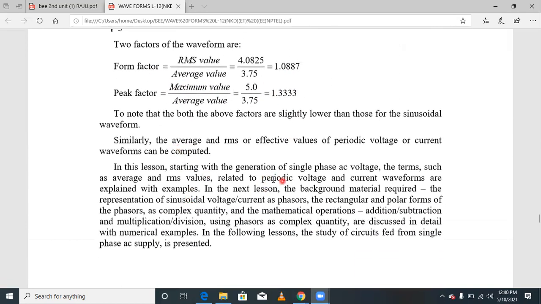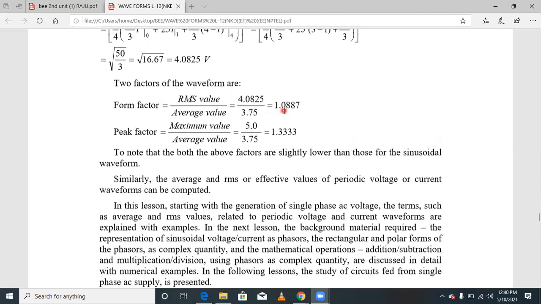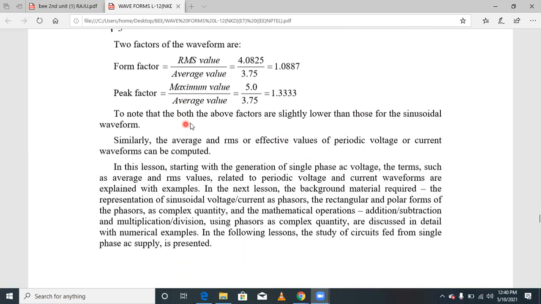Try to note here that both of the above factors are slightly lower than those for a sinusoidal waveform. For a sinusoidal waveform, the form factor is 1.11 and the peak factor is equal to 1.414. That means for the trapezoidal waveform, the form factor and peak factor are slightly less than those of the sinusoidal waveform.